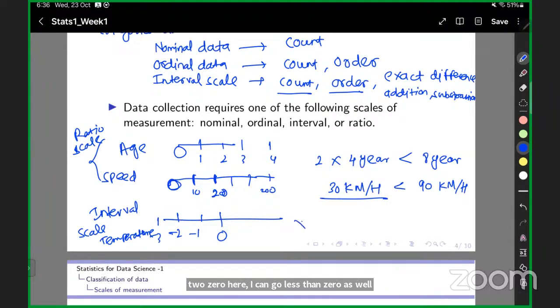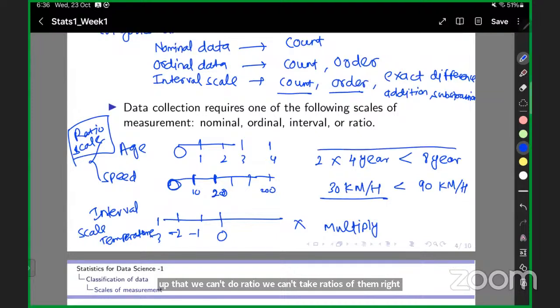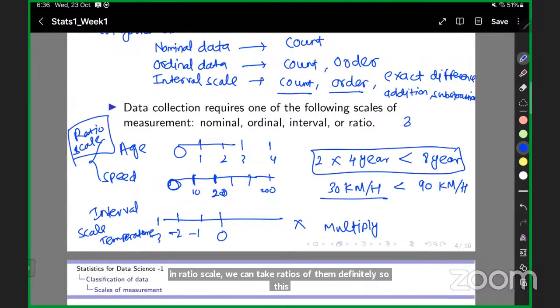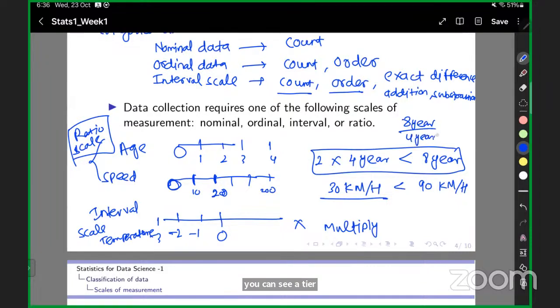So in these cases, I can't multiply or divide. I can't compare them in ratios, right? So that's where this ratio scale comes in: we can't take ratios in interval scale. But in ratio scale, we can definitely take ratios. So you can see 8 years by 4 years is 2, right? I can take a ratio because it's a ratio scale.